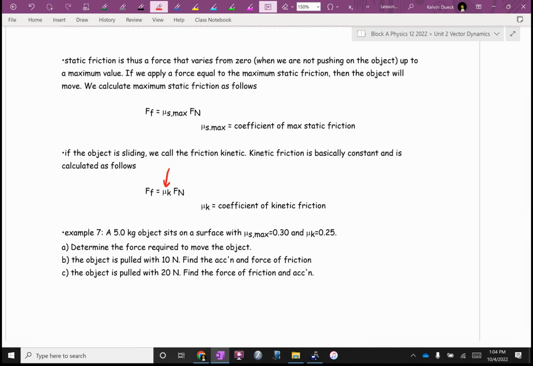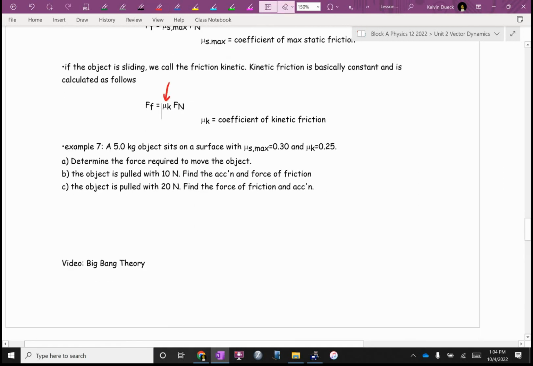But today, since we're really diving into friction, let's look at this. It says this. A 5 kilogram object sits on a surface with a static coefficient of friction of 0.3 and a kinetic coefficient of friction of 0.25. In other words, saying that once it starts to move, use that in your friction calculations. But before it starts to move, use this in your friction calculations. It says determine the force required to move the object.